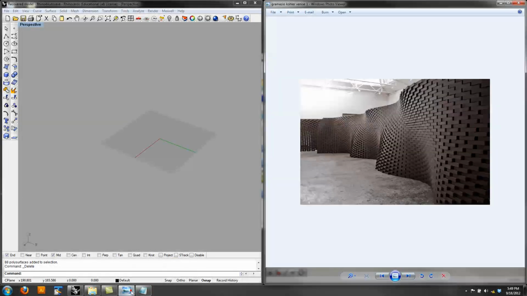But that's not the Gramazio and Kohler wall, right? We need to get a specific surface that looks like this so that we can get the contours and then get the bricks on them. So how would you make that?